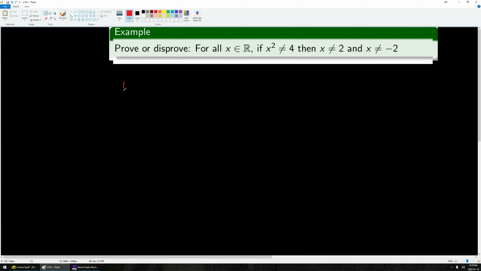Okay, so for here, let's first look at a potential direct proof. So if I was doing a direct proof, I would need to start with the assumption that x squared is not equal to 4, okay? And using this, I would then need to show that this statement, that x is not equal to 2 and x is not equal to -2.